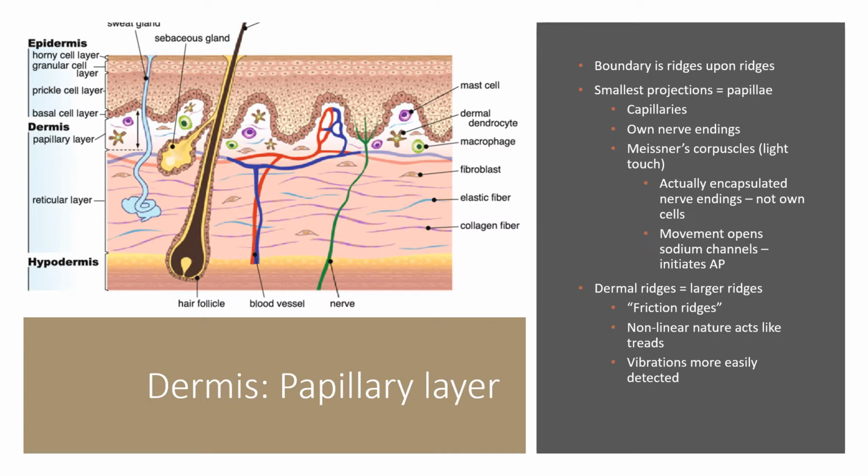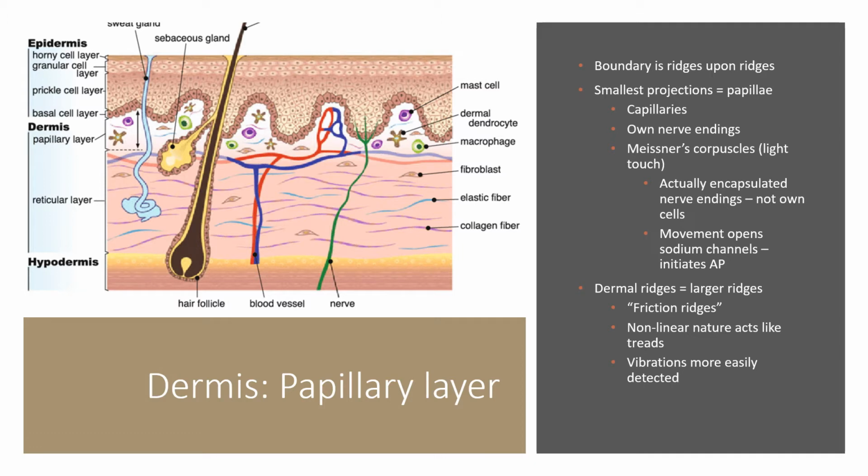The smallest projections in that ridge-upon-ridge formation are papillae, these guys right here. Again, papilla is usually going to be something that's finger-like, or sometimes like this. Those are going to be arranged in larger rows, which are called dermal ridges. So these are papilla, and dermal ridges are the larger ridges that they ride on. These are also known as friction ridges and are most commonly known as fingerprints.